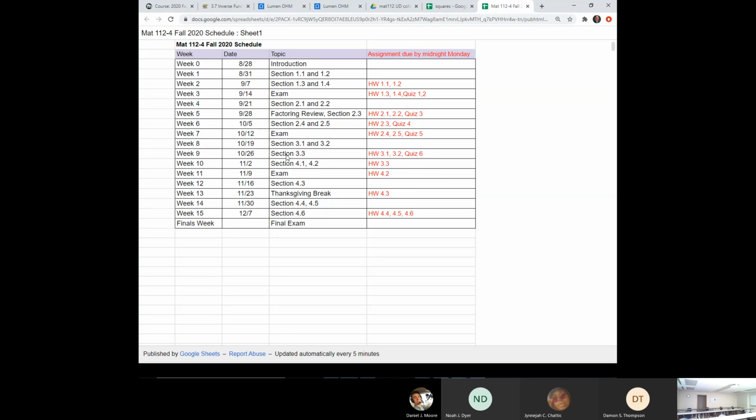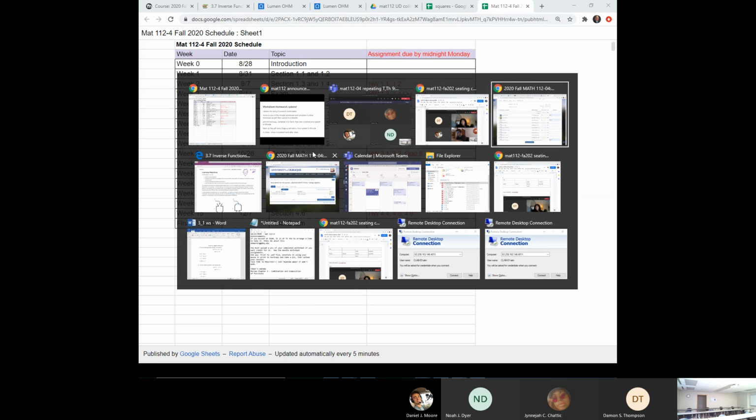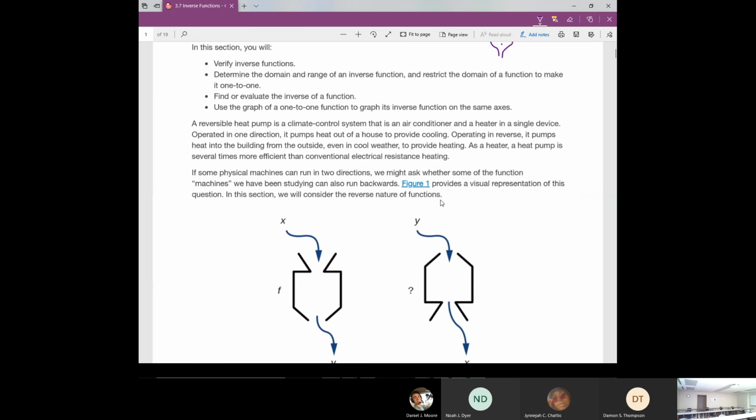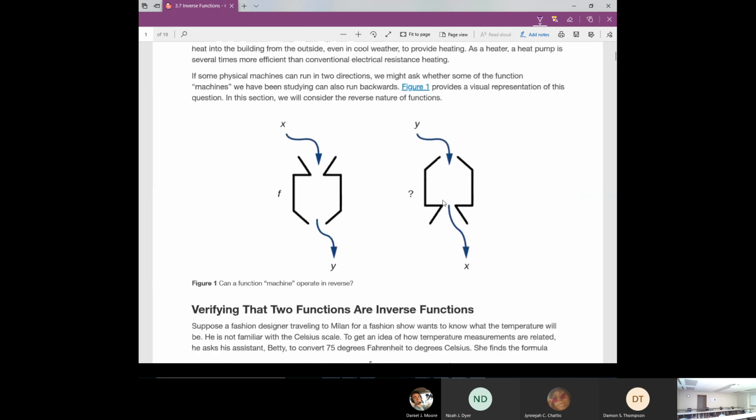I'm going to be looking at section 3.3 today. So let's pop that up here. I'm going to be talking about inverse functions. Verifying inverse functions. What in the world do they mean by inverse functions? So before talking about the math part, let's just talk about some practical meanings of inverse function.